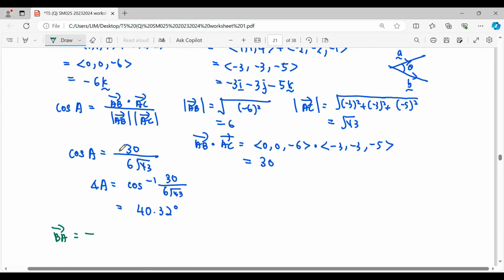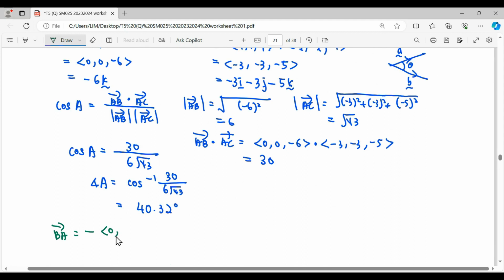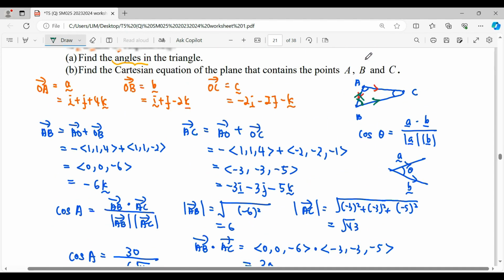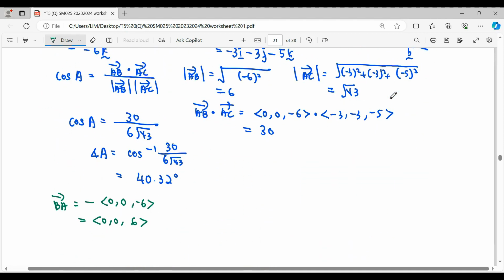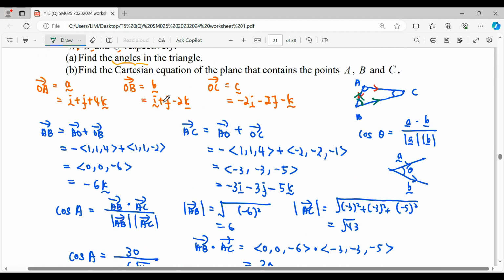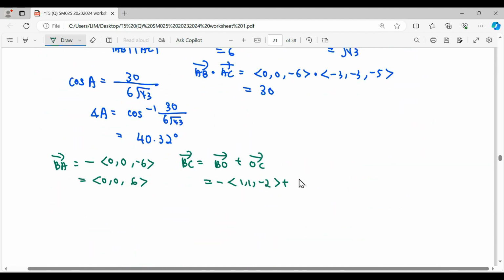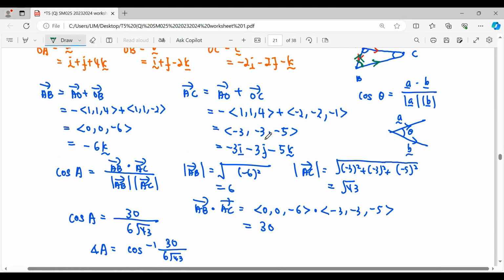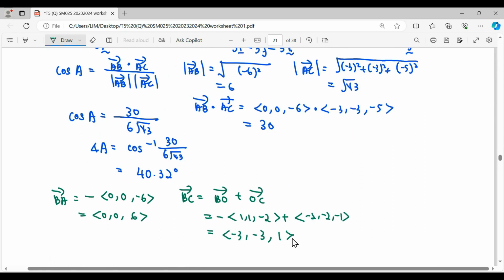So vector AB is 0, 0, negative 6. Another vector we need to form is vector BC. To form vector BC, we use position vectors: BO plus OC. So negative position vector for BO, which is 1, 1, negative 2, plus OC, which is negative 2, negative 2, negative 1. It gives us negative 3, negative 3, and 1.